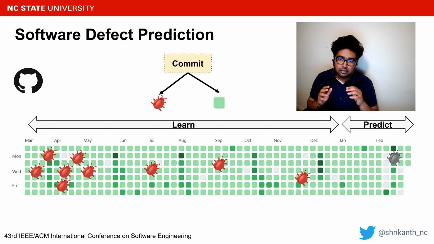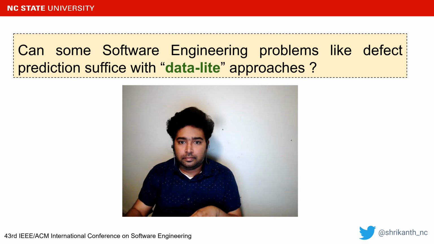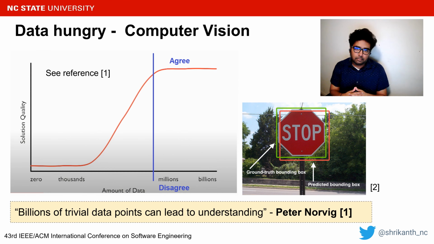Many researchers assume that for software analytics, more data is better. We show in this work, at least for defect prediction, this may not be true. Norvig's claim is supported with numerous examples from vision research. While we agree with the y-axis that solution quality could attain a saturation point beyond a certain amount of data, we question the amount on the x-axis.